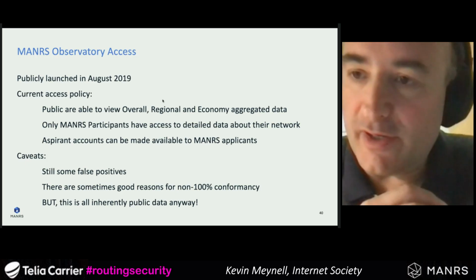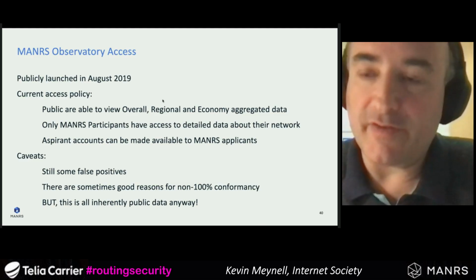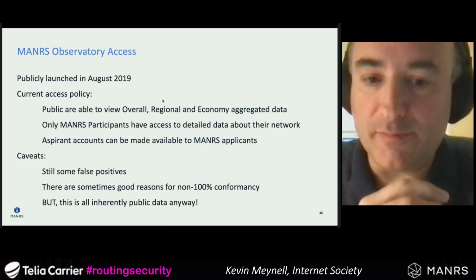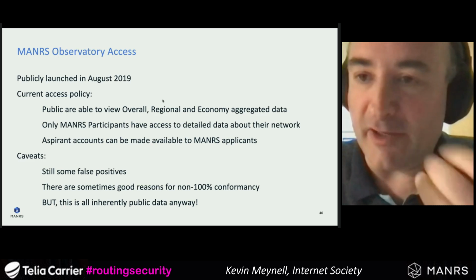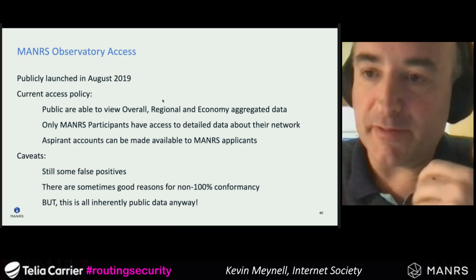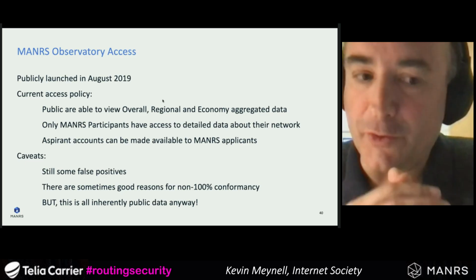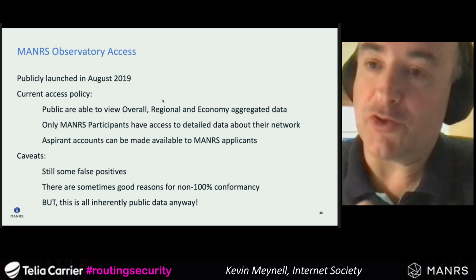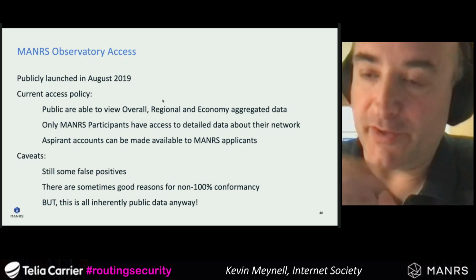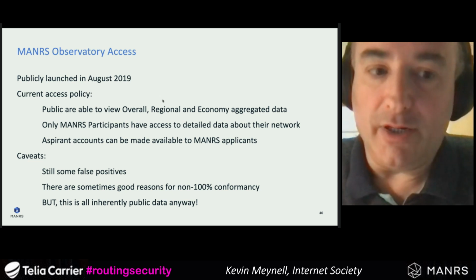So at the moment, the public can view all of the aggregated data that's publicly available. At the moment, only the MANRS participants can see the detailed data about their own networks. But if you're interested in joining MANRS and you have some things you want to work through, we can also create an account which will give you access to your own details as well. That will help you work through those particular issues.